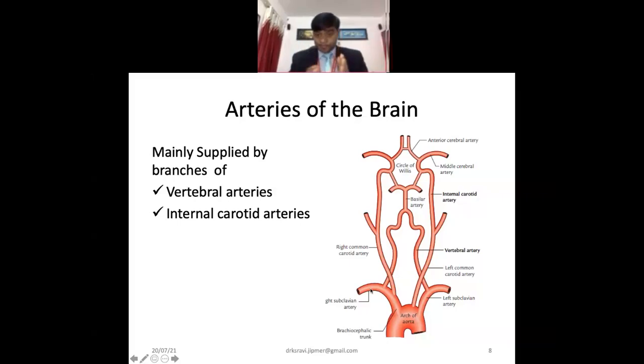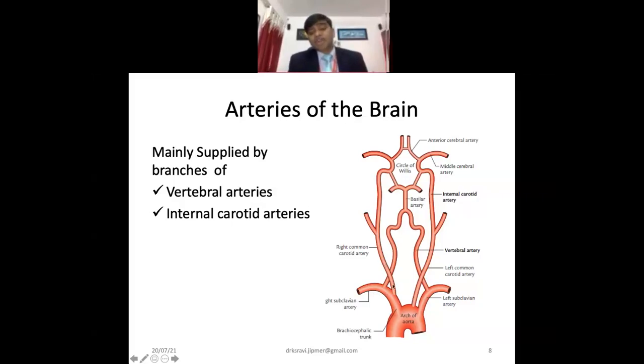Now, the right or left subclavian artery is further divided into three parts: the pre-scalene, the scalene, and the post-scalene. That means the subclavian artery is divided into three parts by the scalenus anterior. We are concerned over here about the vertebral artery. The vertebral artery comes from the first part of the subclavian artery. So over here, you can see the right and the left vertebral artery, which come from the right and left subclavian artery respectively.